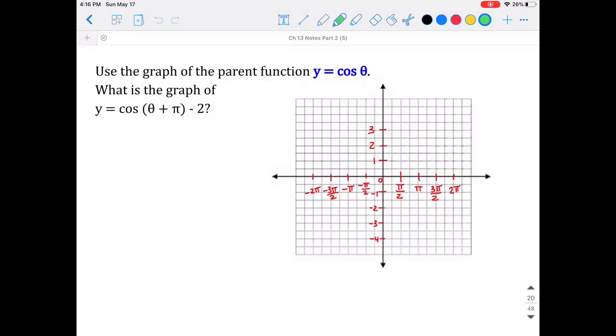So let's look at the first example where we're combining translations, and you'll notice I already have my x and my y-axis labeled just to save a little bit of time. So use the graph of the parent function y equals cosine of theta. What is the graph of y equals cosine of theta plus pi minus 2? So first we can determine our translations. We're going to have a phase shift of pi units left.